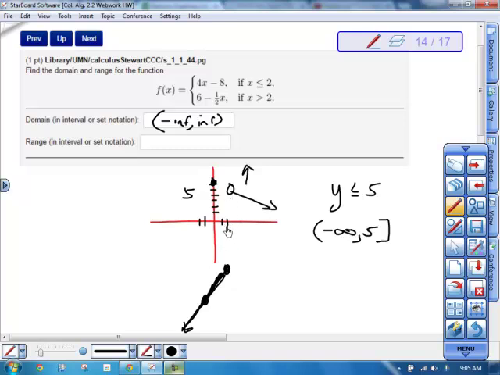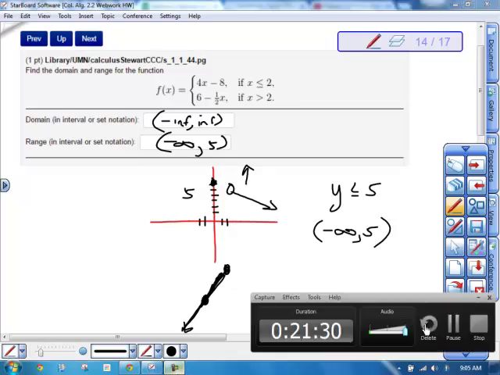Actually, I'm sorry, when I stick in 2, the function is defined down here, so I do need a parenthesis there. I'm not including 5, so negative infinity all the way up to 5, use INF for infinity.